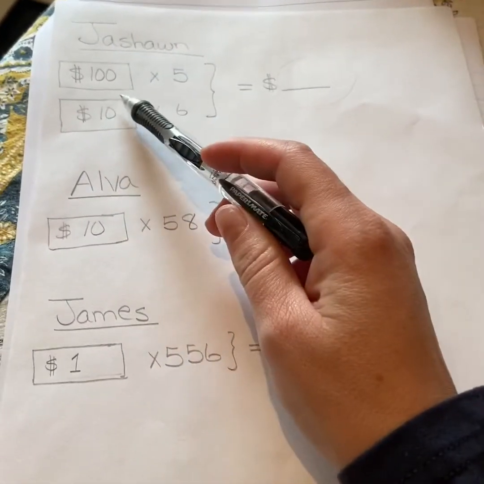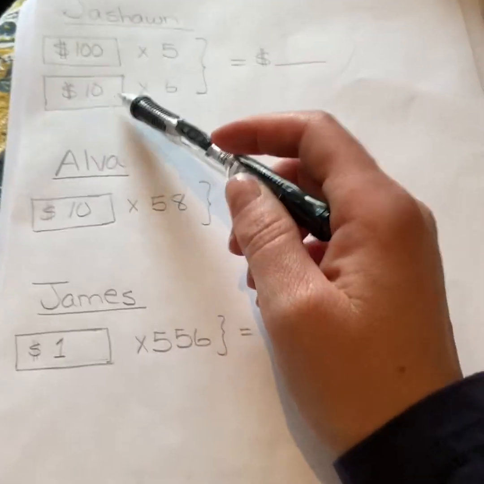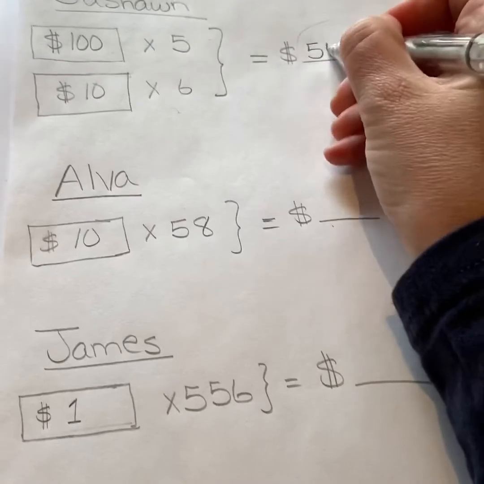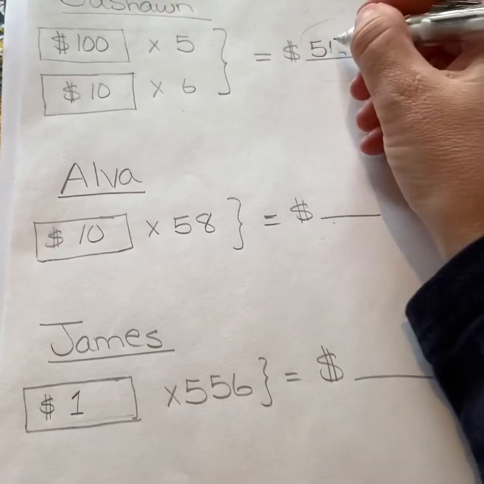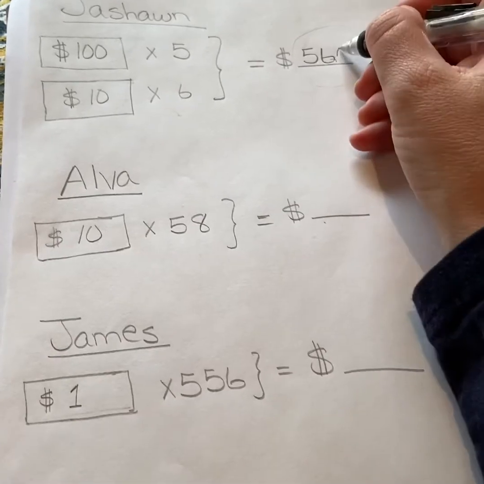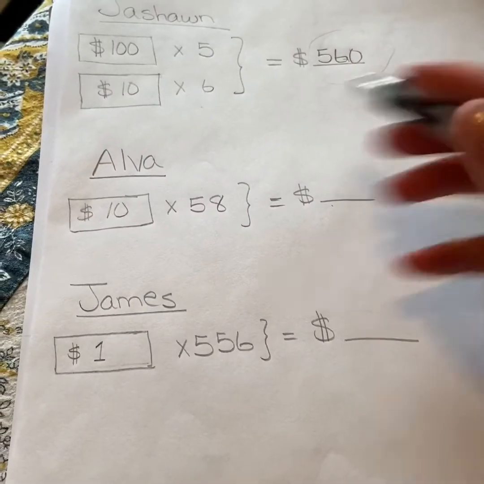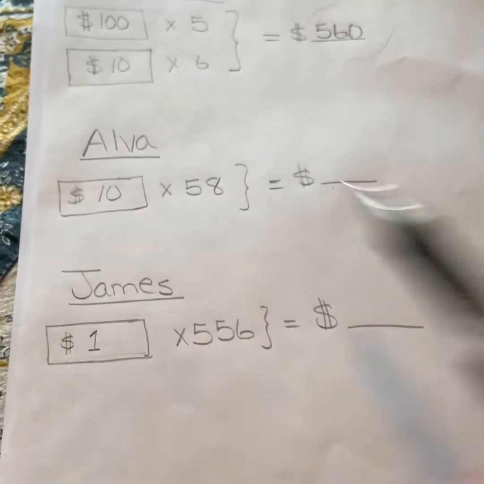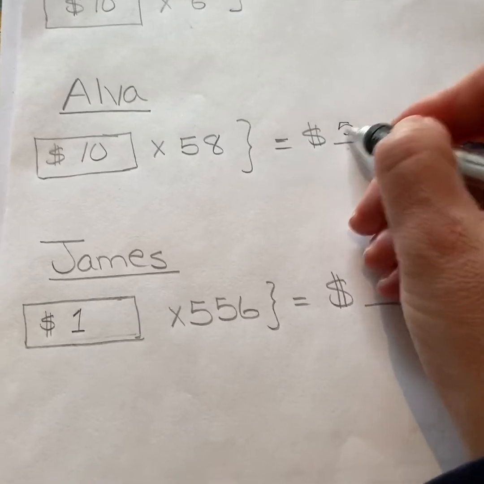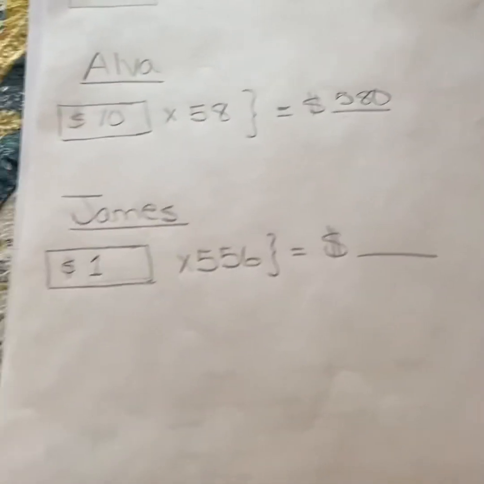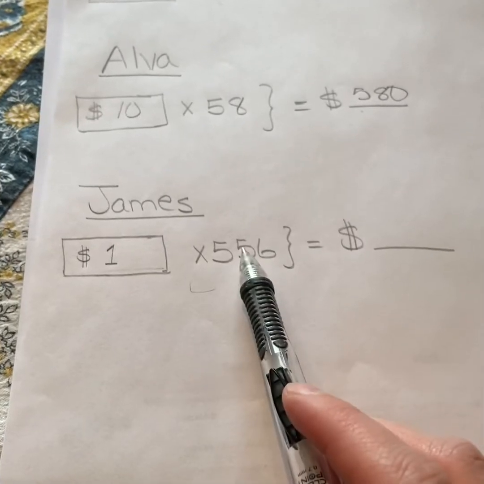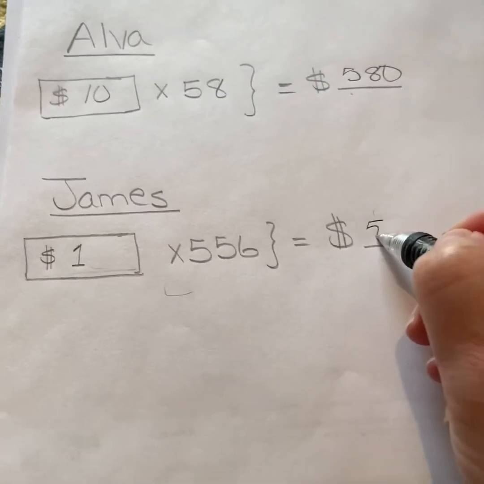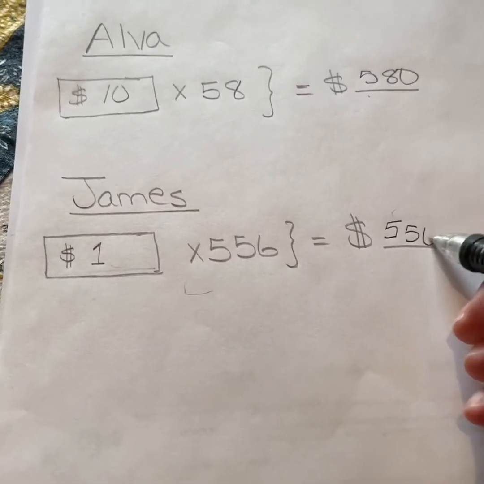Okay, now let's check it together. So I know that 100 times 5 is 500, and 10 times 6 is 60. So that's 560. Whoops. Pencil keeps breaking. Okay, next, Alva had 58 $10 bills. So 10 times 58, I know that's 580. Okay, finally, James had 556 $1 bills. So that equals just 556.